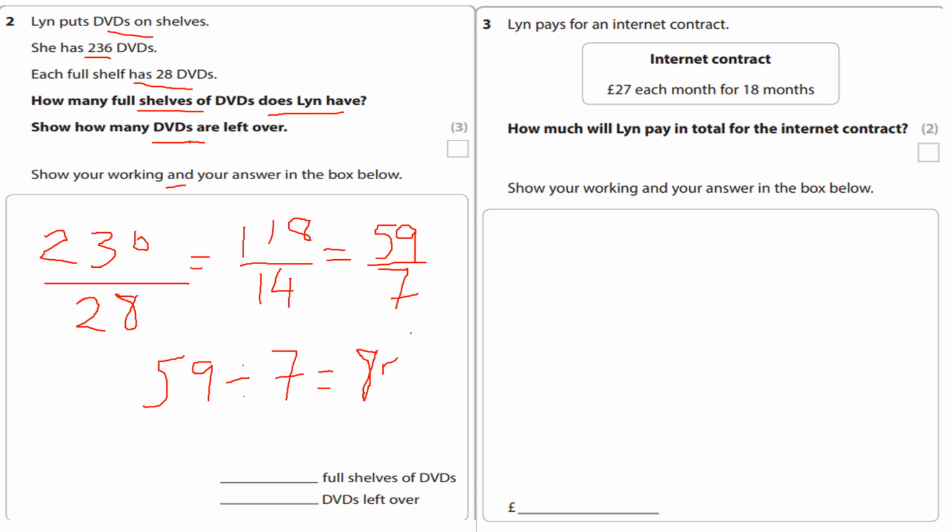But let's work it out here. So I'm going to work out 8 lots of 28, and then we'll look at our remainder. Because 10 lots of 28 will be 280, so that's too big. So we'll try 8 lots of it. 8 times 8 is 64, so 4 carry the 6. 8 times 2 is 16, plus the 6 is 24.